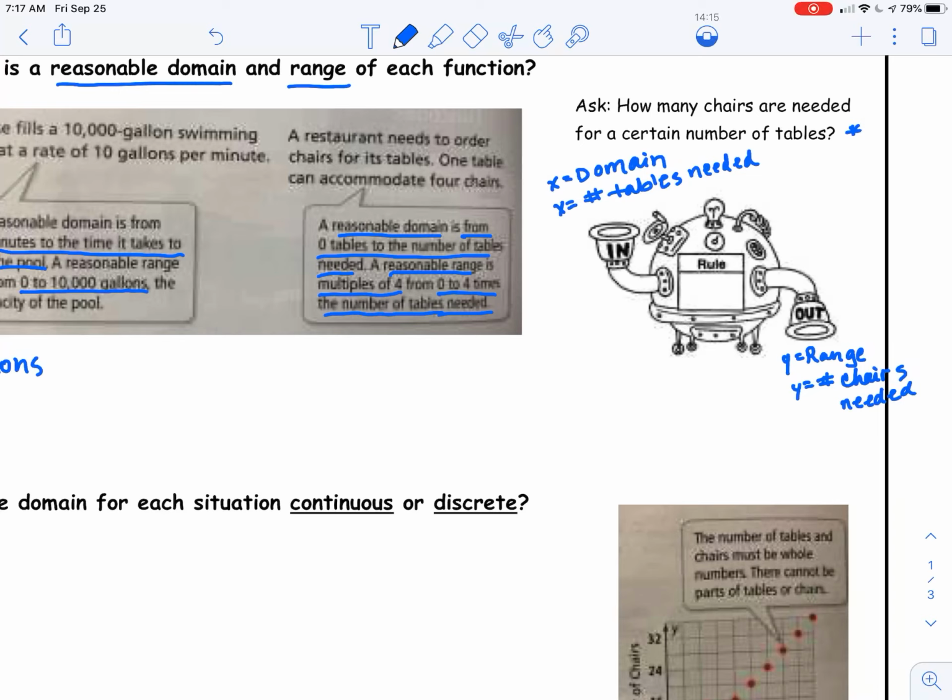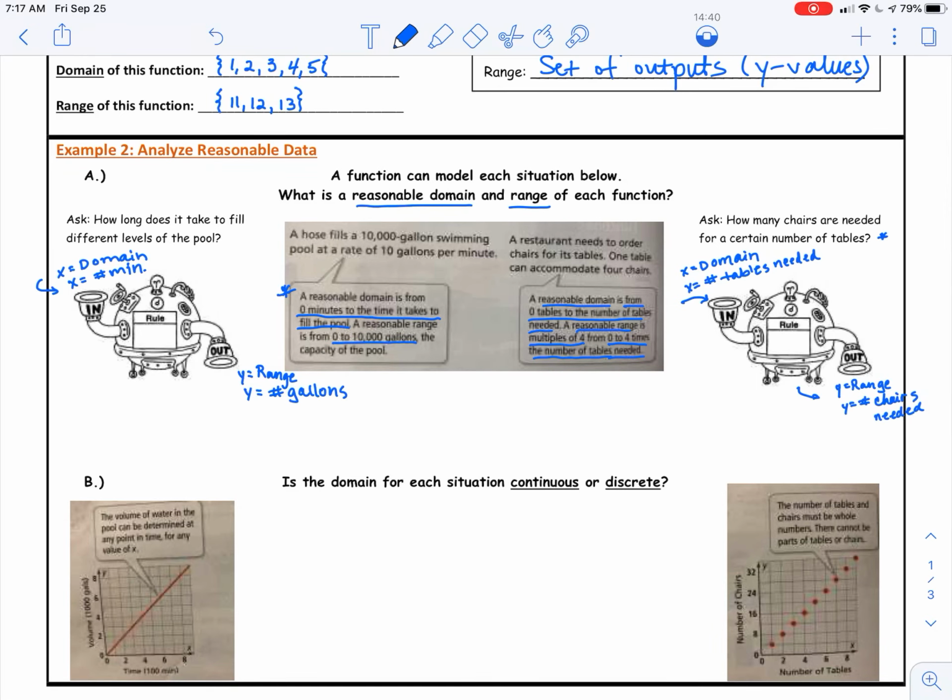I'm not sure I made it too much less, but the point is multiples of 4 because each table can hold 4. So for one table, I would need 4 chairs. 2 tables, I need 8 chairs. 3 tables, I need 12 chairs. So you see, I'm talking about multiples of 4. So as I put one table into my function machine, it will spit out something in multiples of 4. Okay? So that's what we're talking about when you're thinking about what's a reasonable domain and range.